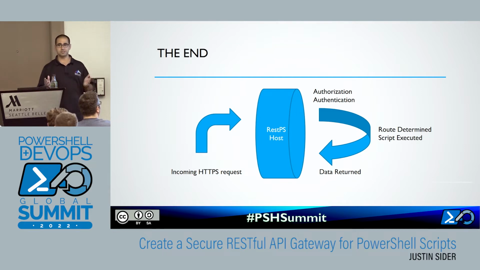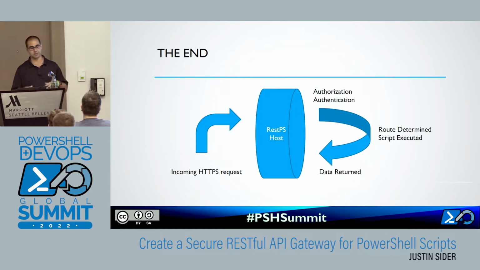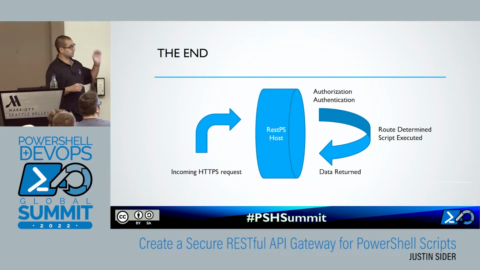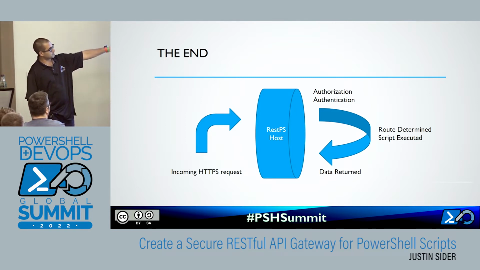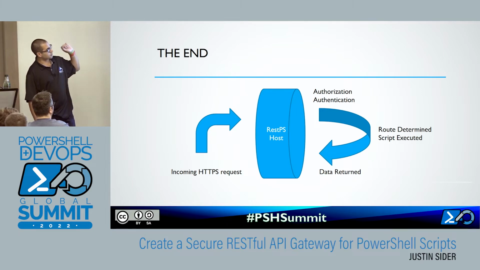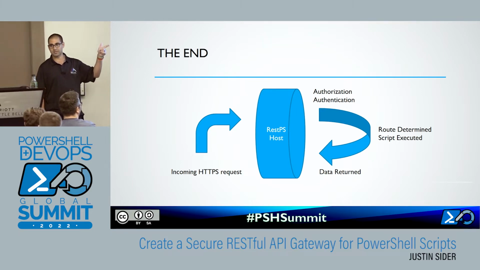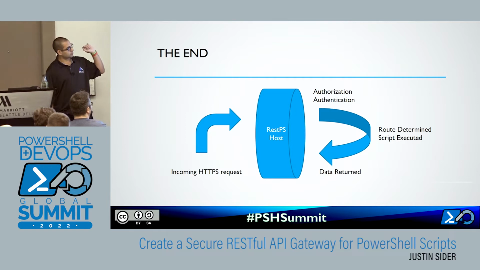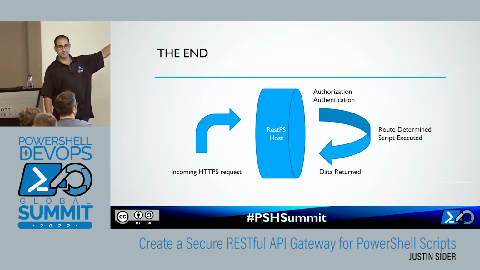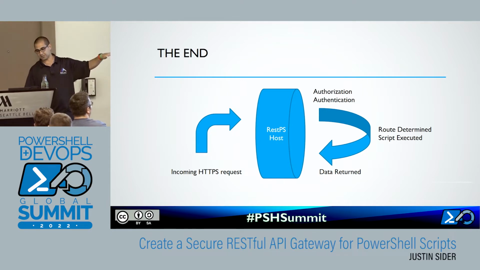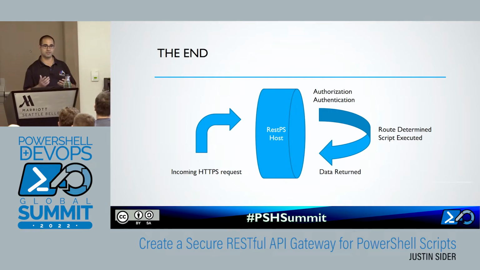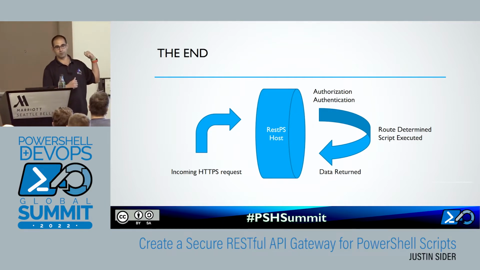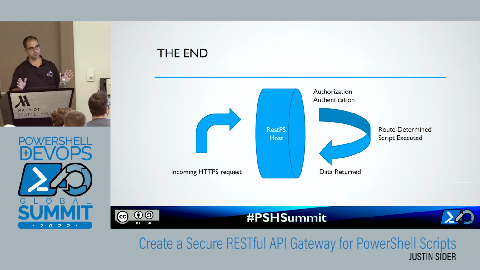So I found online there was a couple ways you could wrap an HTTP listener, and that's what we'll get to in a couple seconds. But here's what we're doing, right? I have an incoming HTTP request. I have my RESTPS running on a host, and then I'm going to authorize and authenticate that request, make sure that it's actually valid. I'm going to determine what route I need to take to execute. Route just really means a path. I'm going to execute that script, and then I'm going to return the body of that script, or the return of that script, back to the user through the web request. Sounds pretty simple. Pretty straightforward.